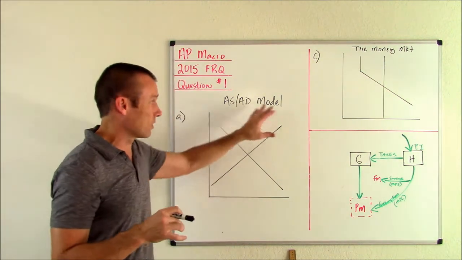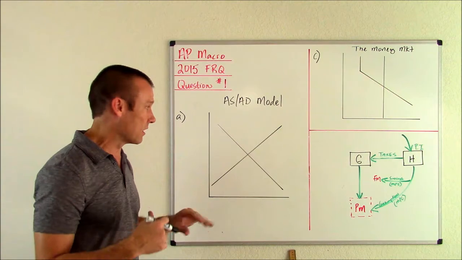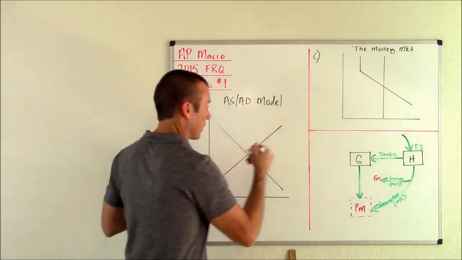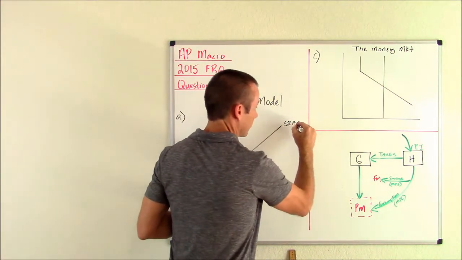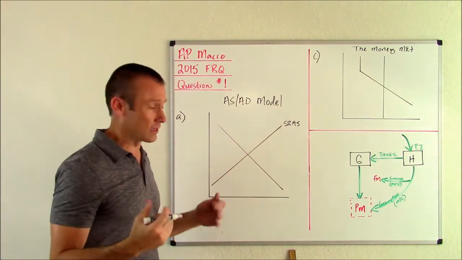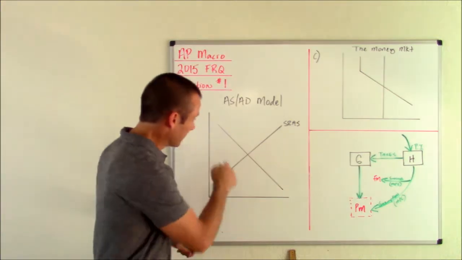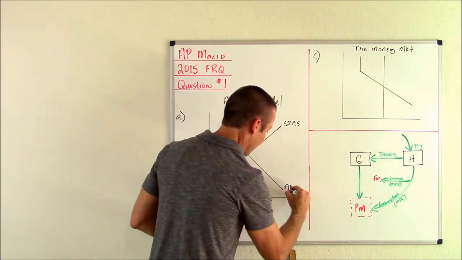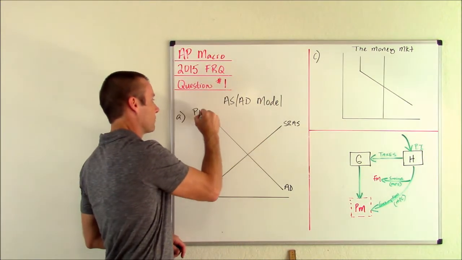Okay guys, I've already started the AS-AD model, got the basic stuff. We've got an SRAS curve that's upward sloping, and just so you know why, that's because nominal wages are sticky in the short run. That's why it's upward sloping. We've got an AD that is downward sloping. The vertical axis is the price level.